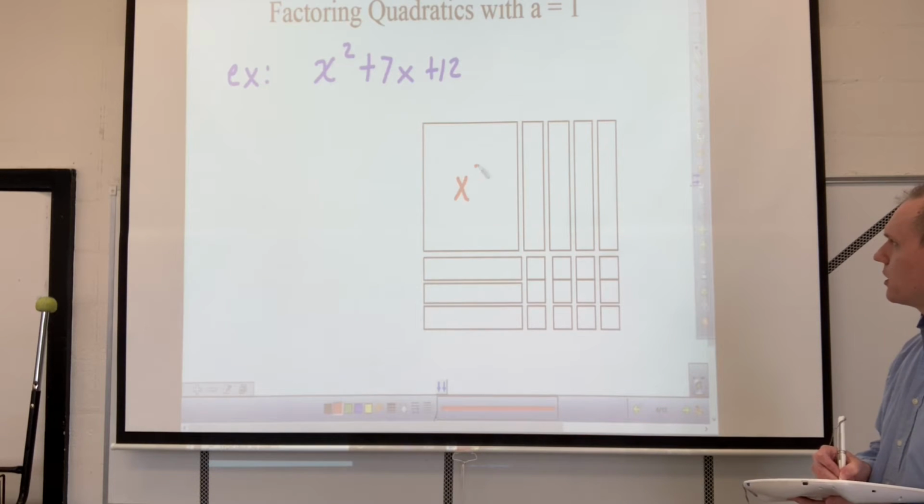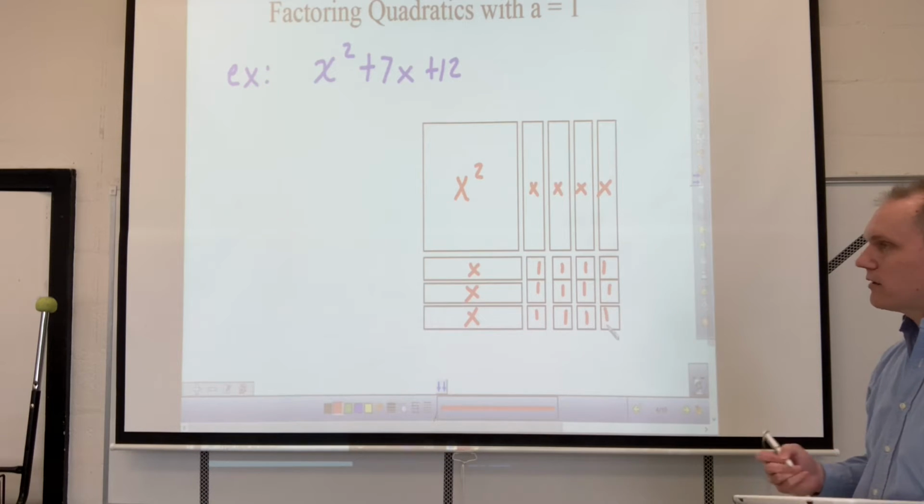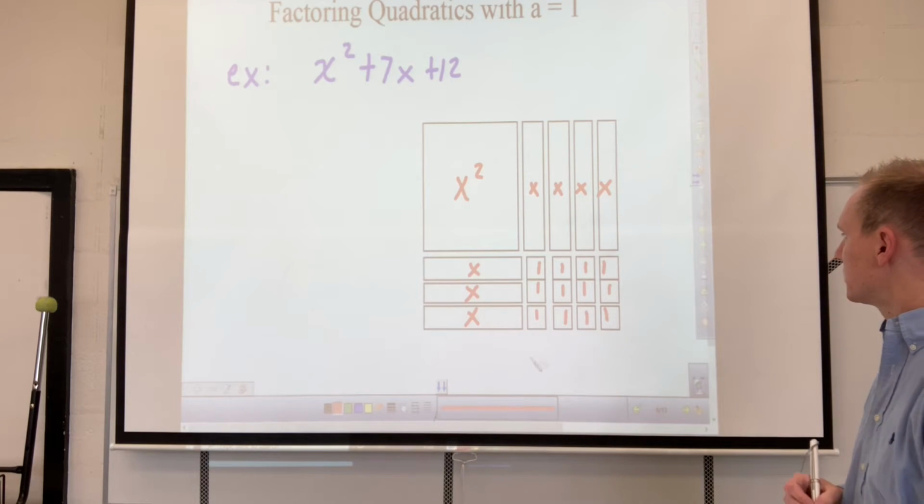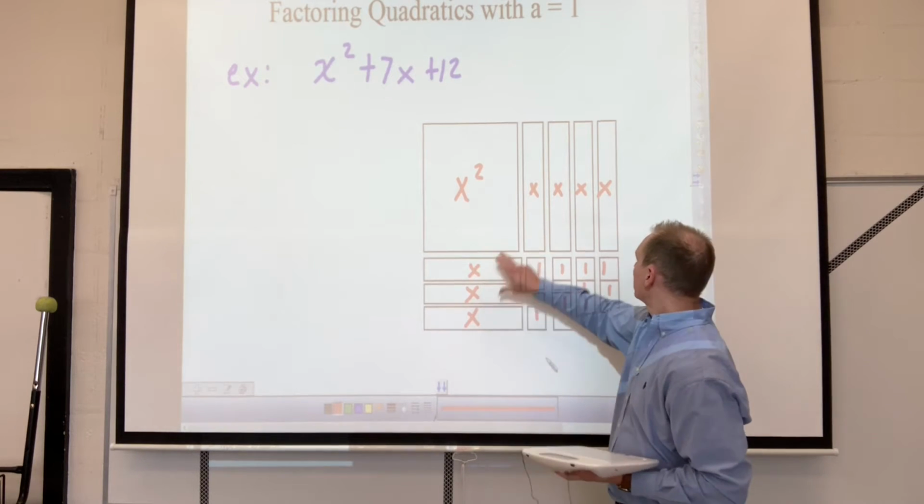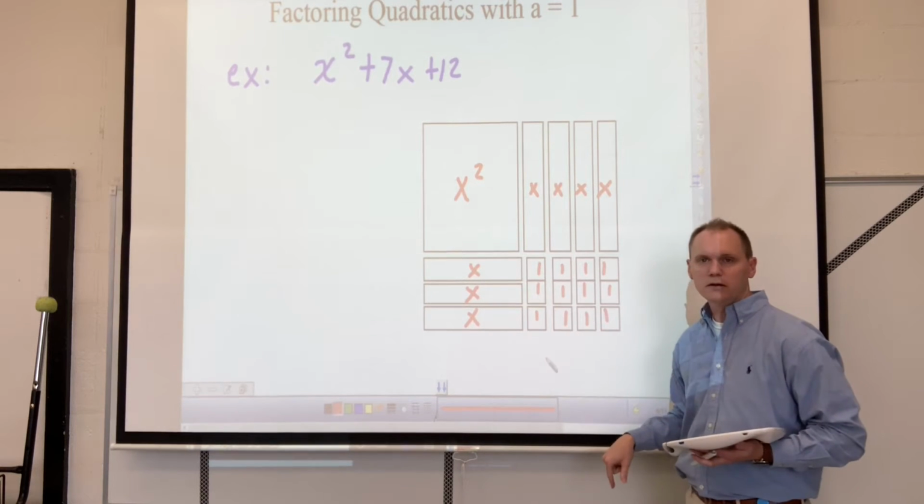So this is x squared, these are all x's, and then these are 1's. So in this case, we have a rectangle that's formed here with these algebra tiles. So we brought 3 down here and 4 up here, and then 12 came down here.